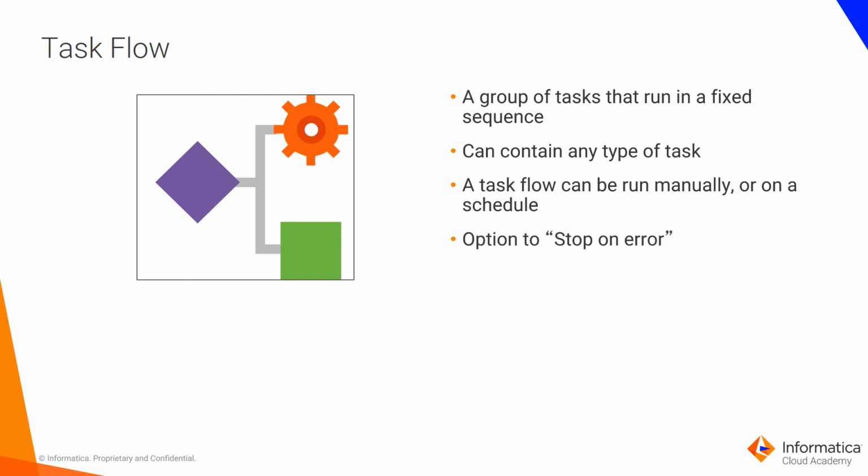Also, there is a Stop on Error option, which allows you to stop subsequent tasks in the task flow from running if an error is encountered while running one of the previous tasks. So that's something you can optionally turn on for each task in a task flow.